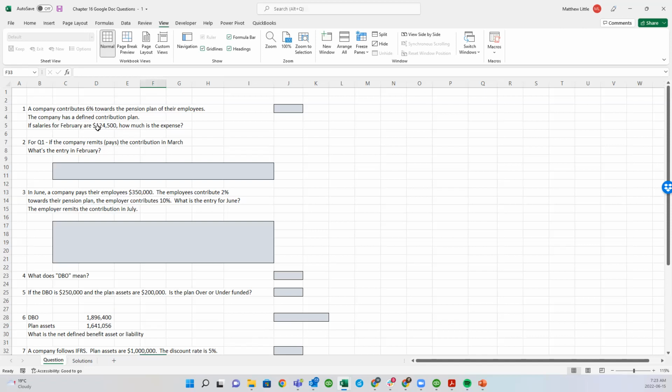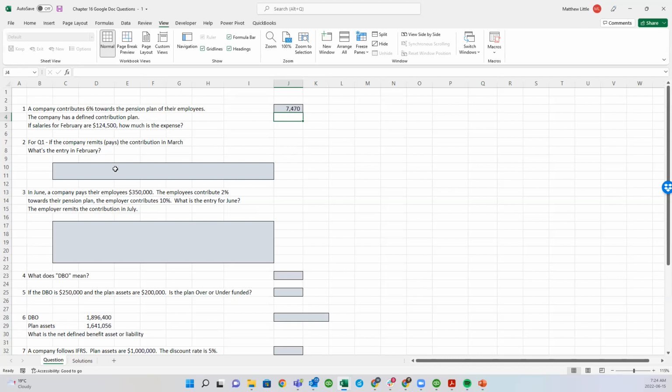Our first example says a company contributes 6% towards the pension plan of their employees. The company has a defined contribution pension plan. If salaries in the month of February are $124,500, how much is the expense? In this case, we take $124,500 times 6%, so 0.06, or 6 divided by 100. So our pension expense for the month of February would be $7,470. We know the salary, we know the rate, we can calculate it. No more complicated than that.